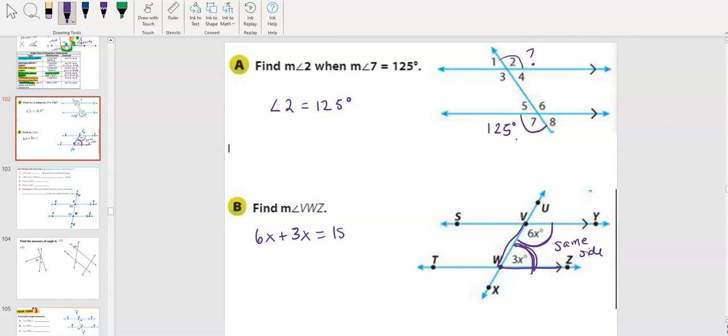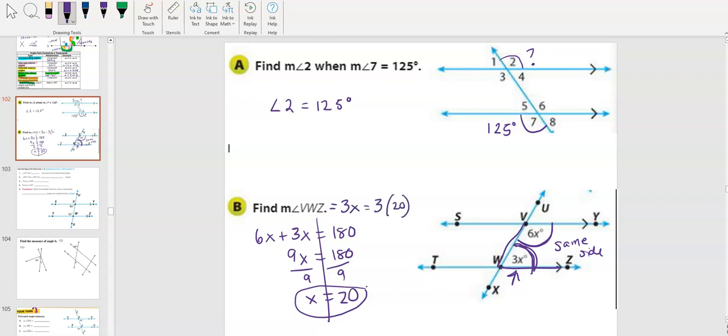They're supplementary. So all I have to do is write this algebraic expression and then solve. 6x plus 3x is 9x. 180 divided by 9 is, no, 20, sorry. All right, but it is not asking me to find x, it's asking me to find this angle right here. Because this angle is the same as 3 times x, and I know that x is 20, I know that this angle is 60 degrees. So we're kind of using clues to help find these missing angles, and we're going to use some algebra as well.